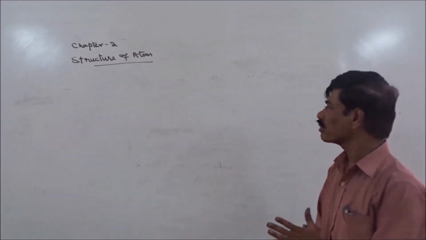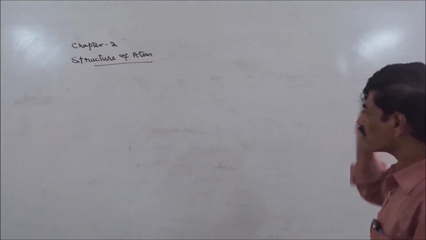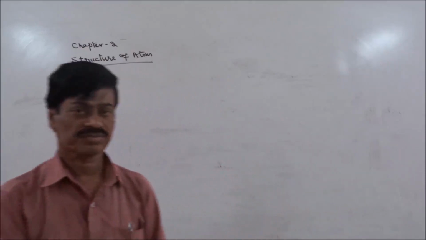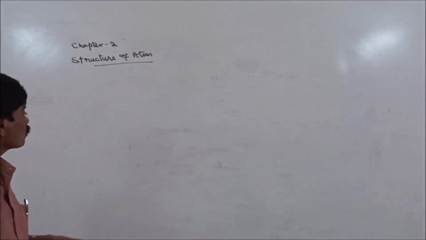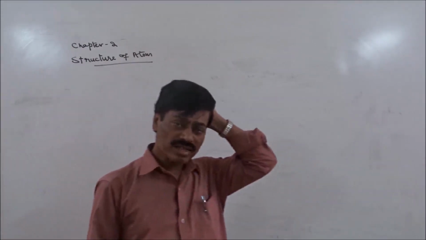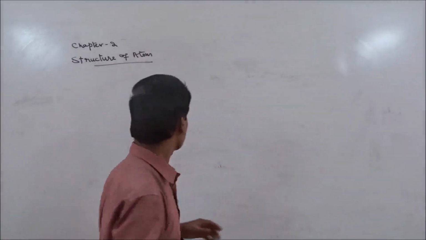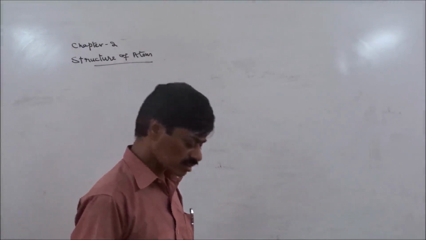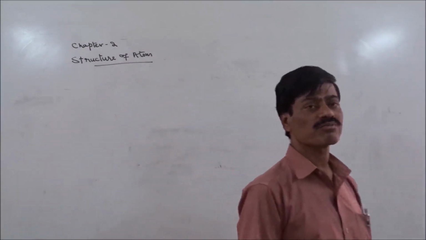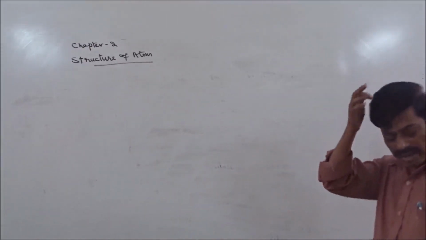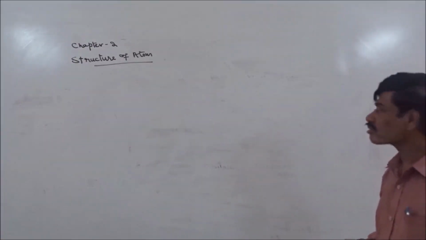And this academic session, some of the topics of this chapter are removed. So the topics whichever are there right now in this chapter, that we will discuss, and this chapter begins with the topic that is Bohr's atomic model and the drawbacks of Bohr's atomic model.